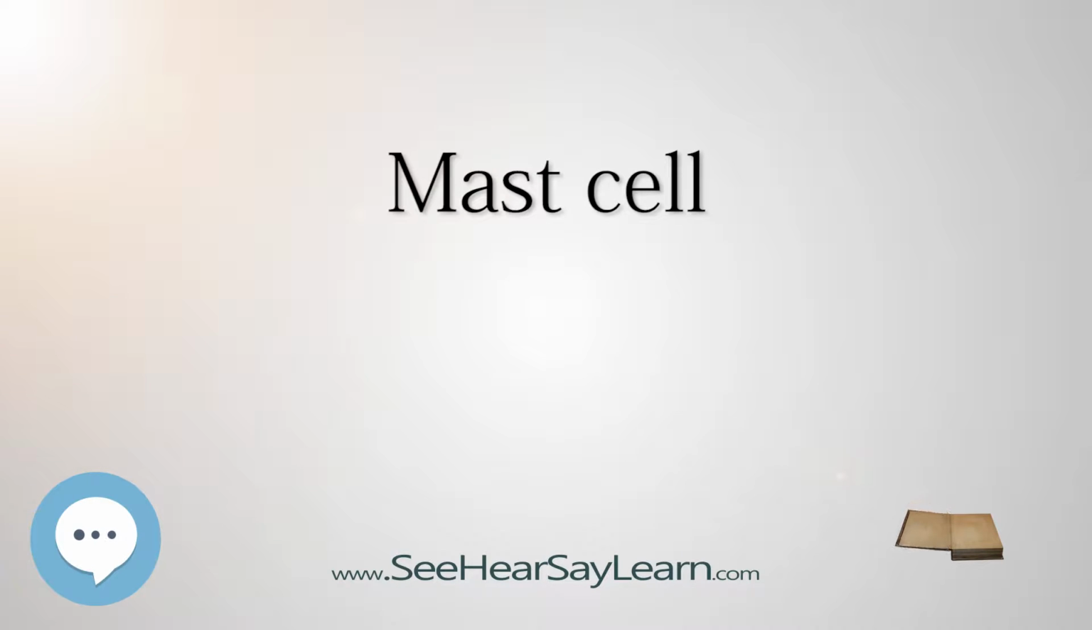A mast cell, also known as a mastocyte or a labrocyte, is a type of white blood cell. Specifically, it is a type of granulocyte derived from the myeloid stem cell that is a part of the immune and neuroimmune systems and contains many granules rich in histamine and heparin.